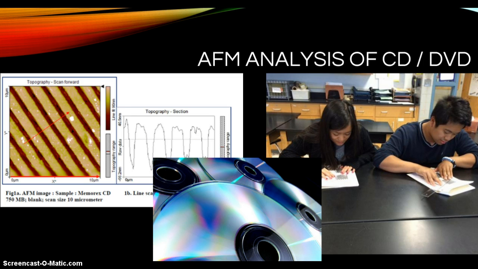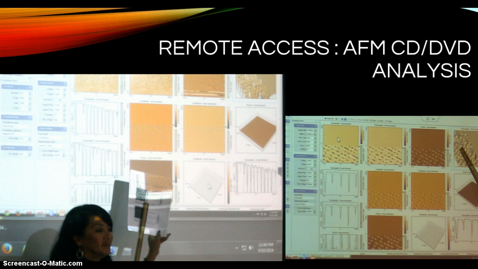There you see my students working to measure the distance between the track space from a printed scan from the AFM, which I received from a journal article. Here's a picture of me using the remote access in my classroom, and the scans are happening live as we are observing and measuring our printed scan.